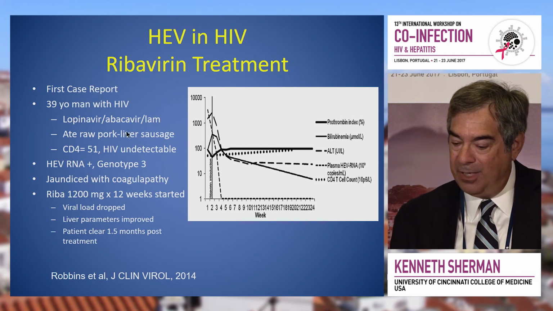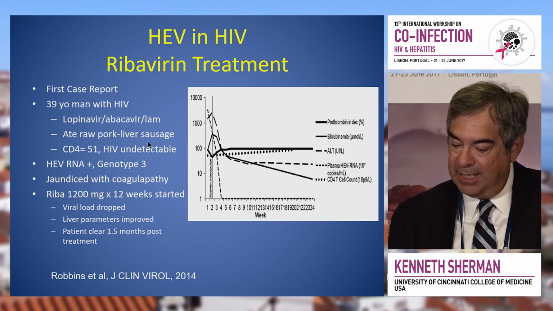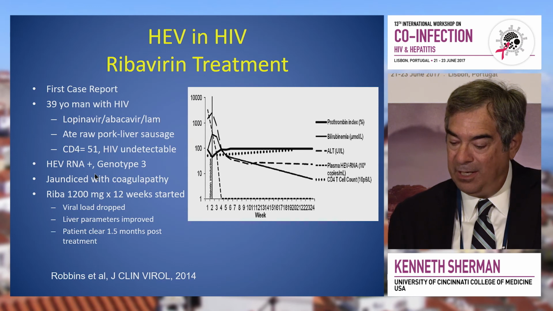A 39-year-old man was treated with lopinavir, abacavir, lamivudine. He ate raw pork, liver, and sausage, and he had a very low CD4. His HIV was well controlled, but he was chronically infected with HEV genotype 3. He was jaundiced and decompensated. He was treated for 12 weeks. The viral load dropped, and the patient cleared 1.5 months post-treatment.